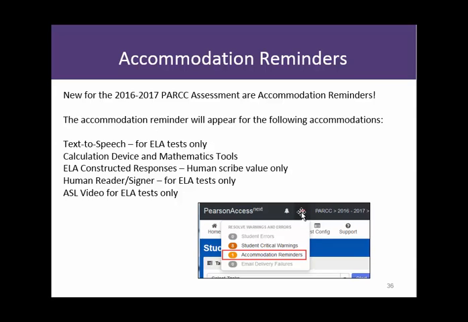They're going to be available in the main header bar of Pearson Access Next. There will be a flag, and if you click on the flag, you will see accommodation reminders, and it's really just another check to confirm that the student does in fact need those accommodations.